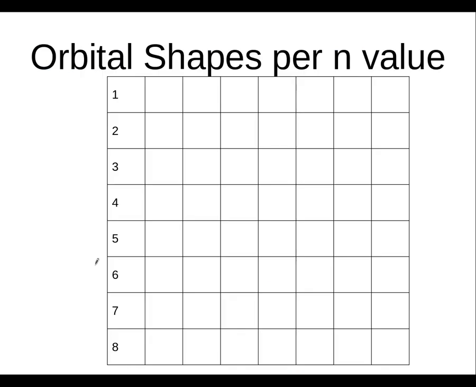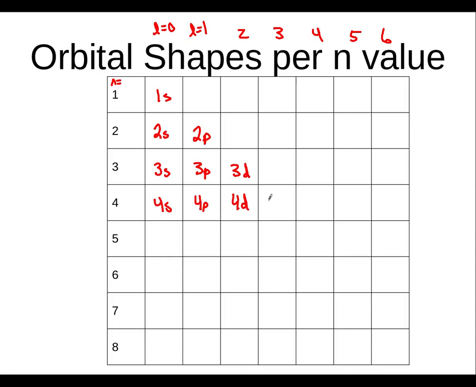All right, so shapes for our diagrams. We have on each level more and more shapes, and we have L's up here. So I have an L of 0, I have an L of 1, 2, 3, 4, 5, and 6. But I don't have all those on each row. For n equals 1, I only have one shape available. So there are 1s orbitals. On the second row, there are 2s orbitals and 2p orbitals because I have two shapes. N equals 3, I have three shapes, so it's 3s, 3p, 3d. We can keep right on going. It's just going to add one more as we go.